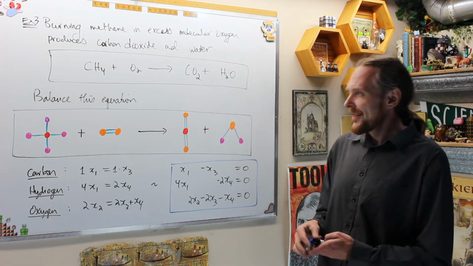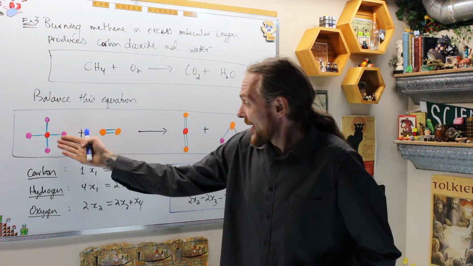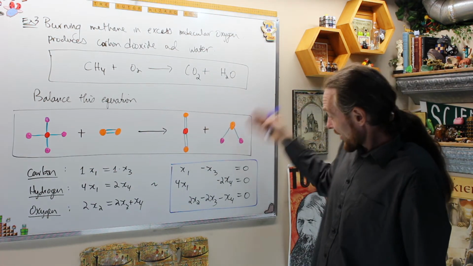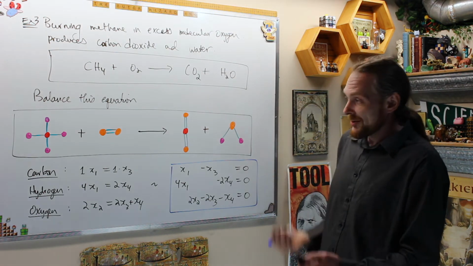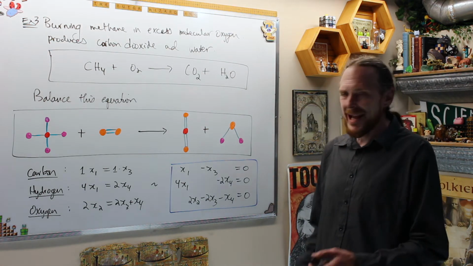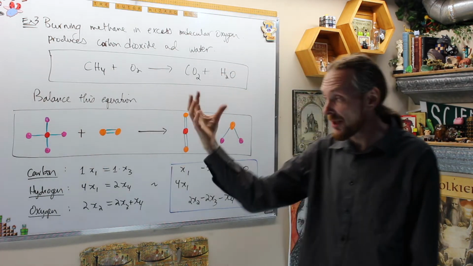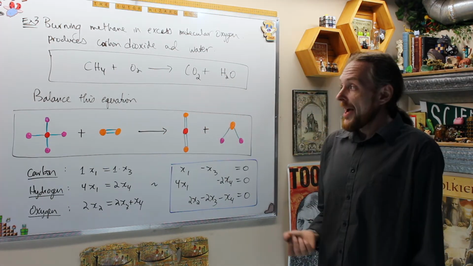What we want to do is balance this equation. Here's the methane and the molecular oxygen and the carbon dioxide and the water. What we want to do is balance those. And what do we mean by balance? We want to have the same number of moles or amounts of each element on both sides of the equation. How are we going to do that?